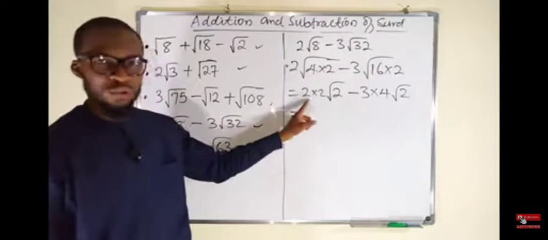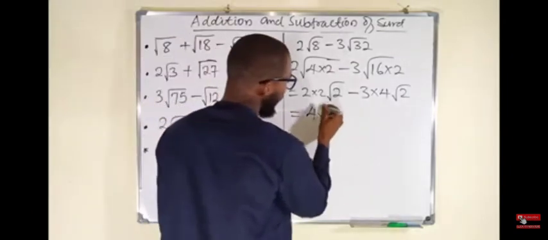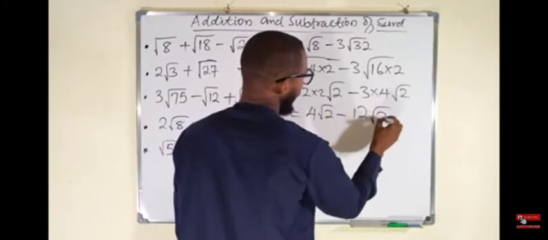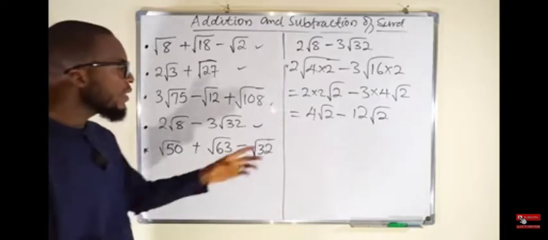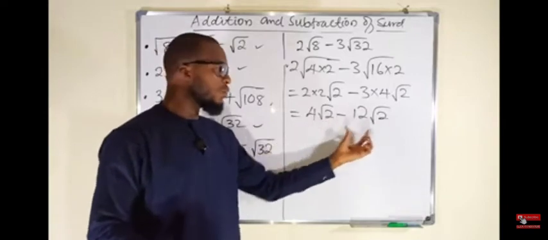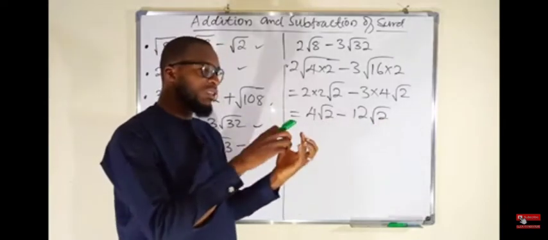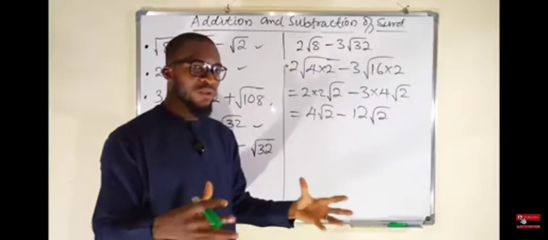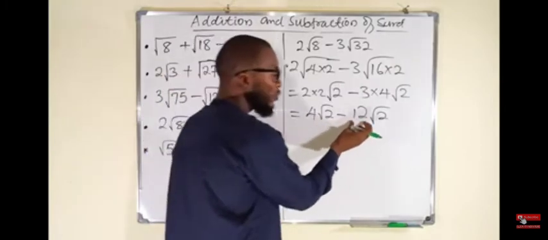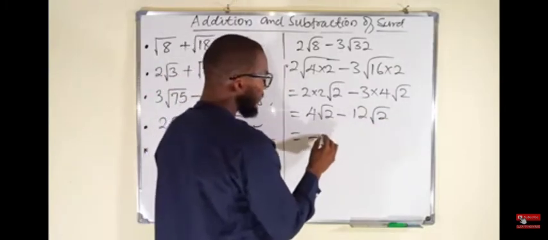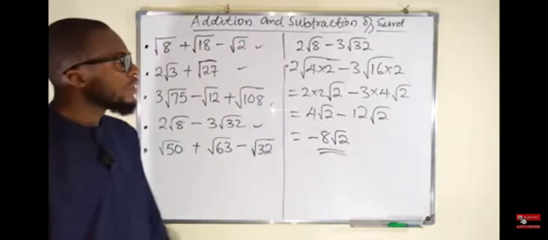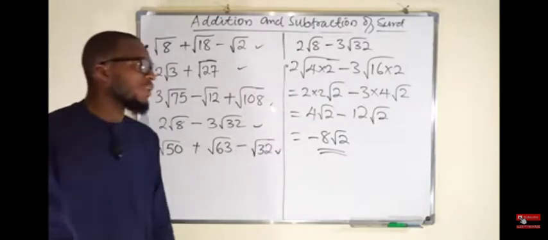This is equal to 2 times 2 is 4, so we have 4 root 2. The minus 3 times 4 is 12. We have root 2, 12 root 2. This time around, if you look at this one is the greatest compared to this. They are all similar, but this one is the greatest. Whenever you are subtracting a bigger number from a smaller one, the result must be negative. So this time around, we're going to have 4 bundles of root 2 minus 12 bundles of root 2. We have negative 8 root 2. And this is our final answer. Let us move on to the last one.